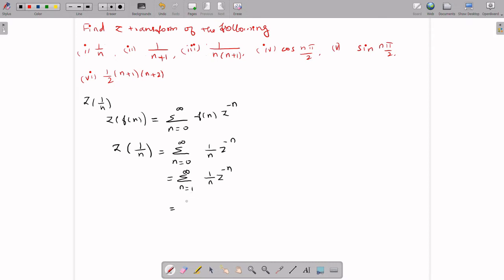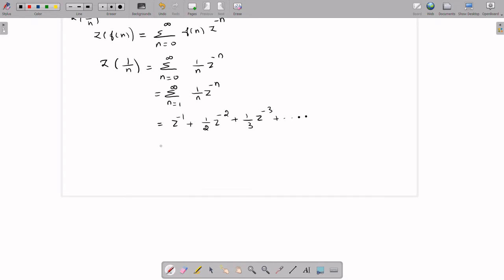Now we have to expand this series. For n is equal to 1, you have 1 by 1 z power minus 1, so z power minus 1, plus n is equal to 2, you have 1 by 2 z power minus 2, plus n is equal to 3, you have 1 by 3 z power minus 3, plus etc., up to infinity. So you can write this to be 1 by z plus 1 by 2 into 1 by z square plus 1 by 3 into 1 by z cube plus etc. So what is this form?